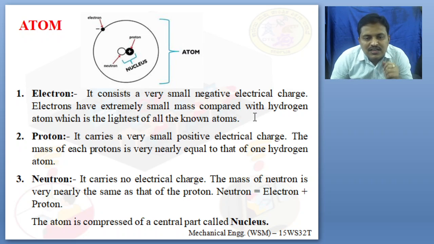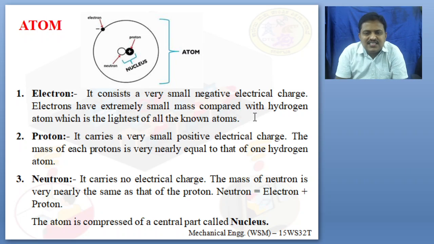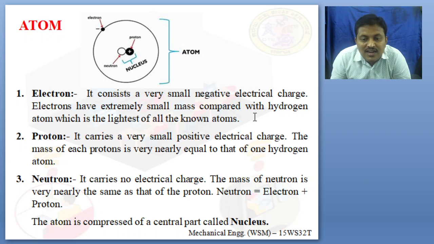So I think you came to know what is the topic, what do you mean by atom, what are the different particles that are there in atom. And what is neutron then? If you take mathematically, neutron is equal to electron plus proton. Electron is negative plus proton is positive, minus plus, so you are going to get what is known as neutron.